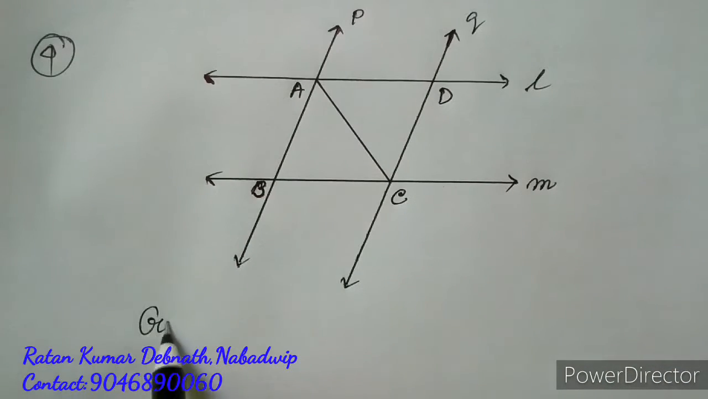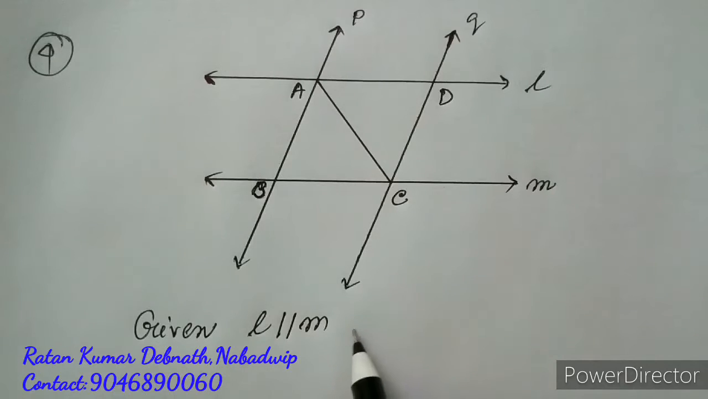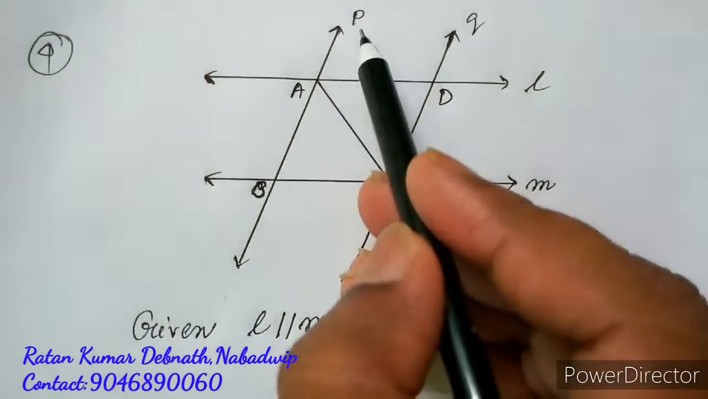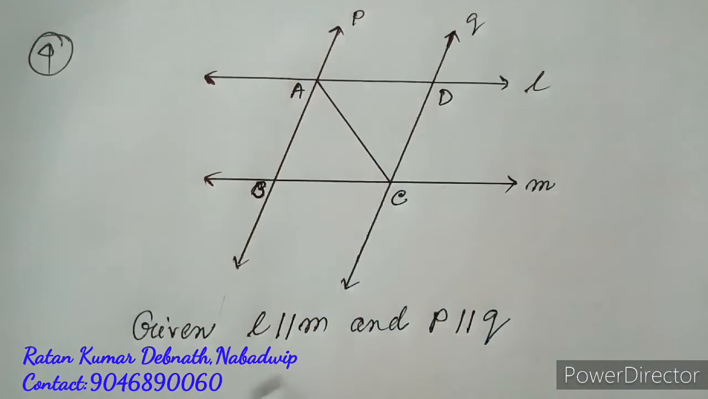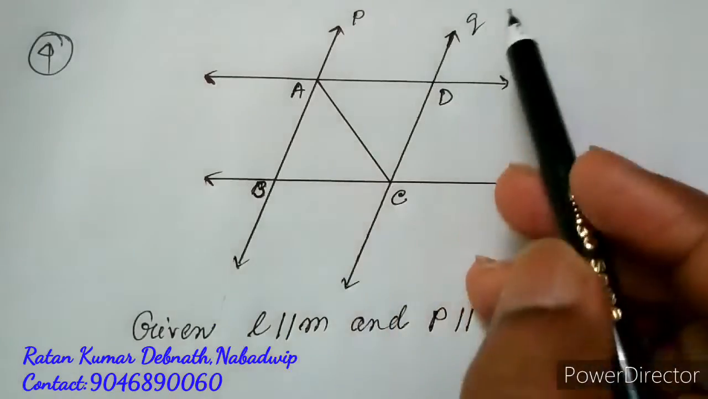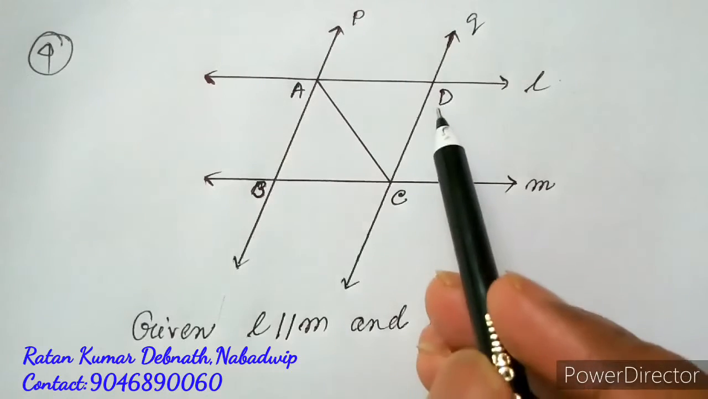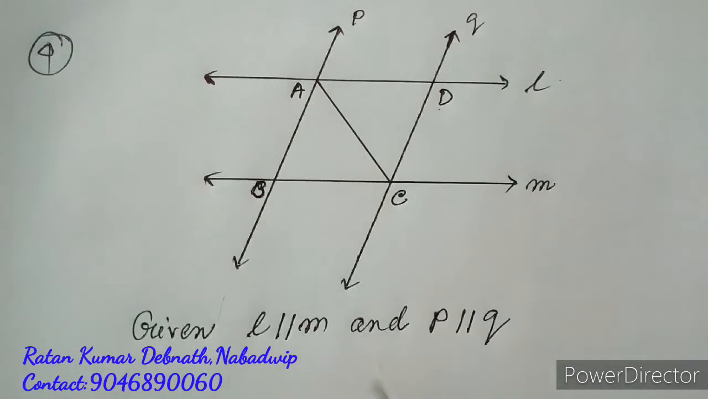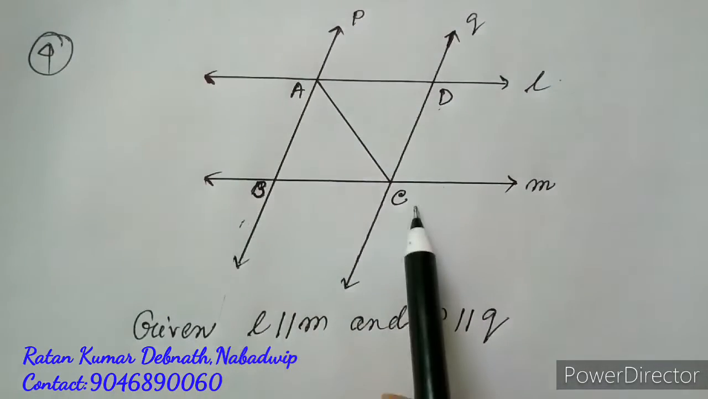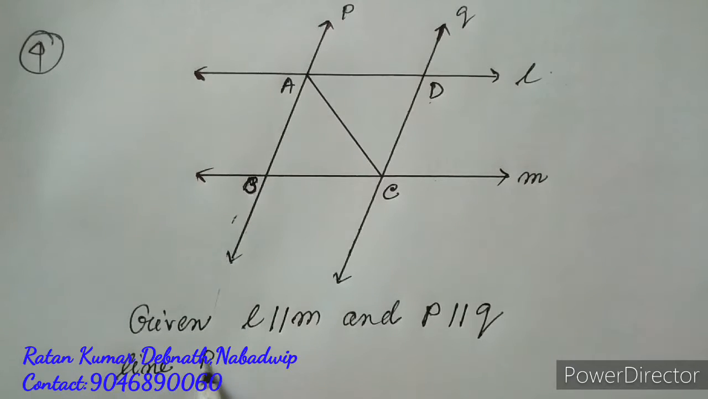Given: L parallel to M and P parallel to Q. The line P intersects L and M at A and B respectively, and the line Q intersects L and M at D and C. If we join AC, we got two triangles ABC and CDA.